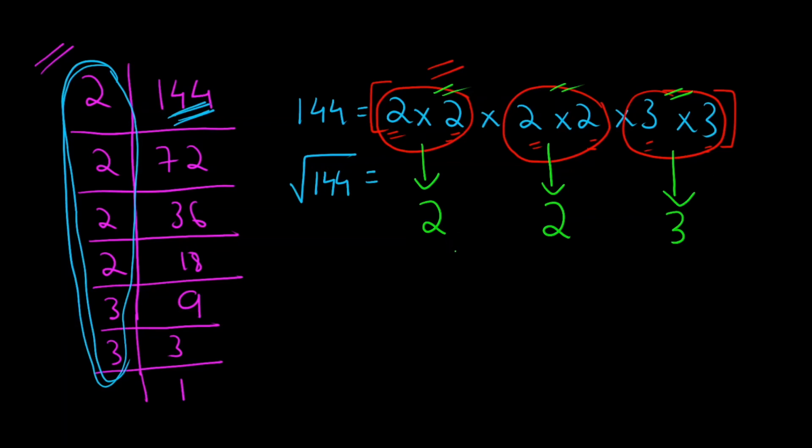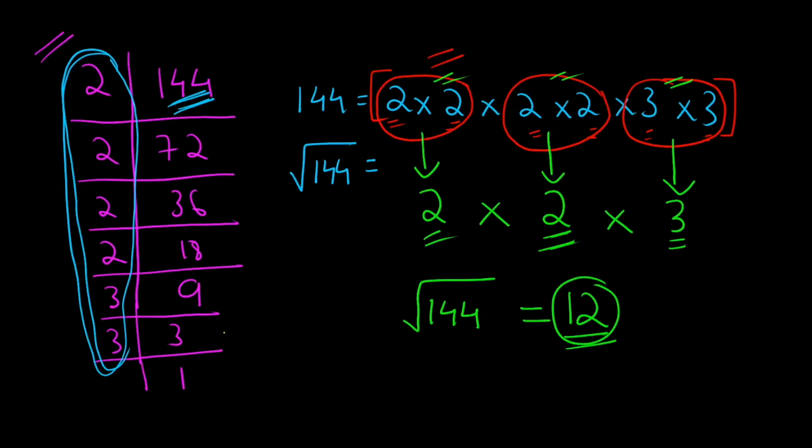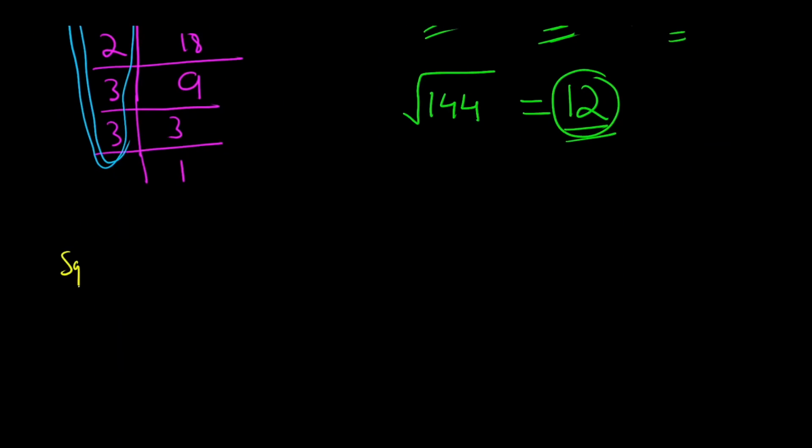Now the next step is to multiply these three numbers. So 2 multiplied by 2 multiplied by 3. 2 multiplied by 2 is 4. 4 into 3 is 12. So ladies and gentlemen, the square root of 144 is 12. As simple as that.